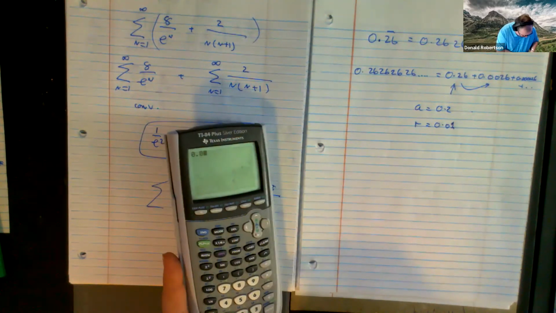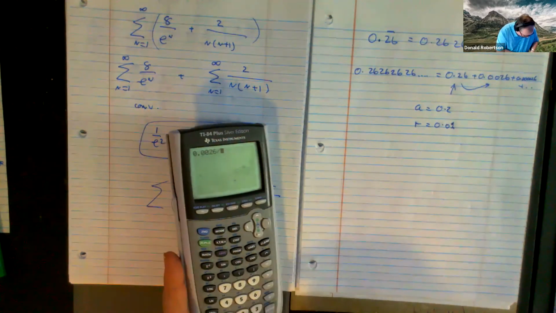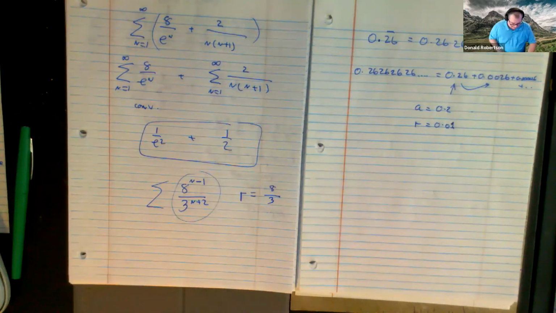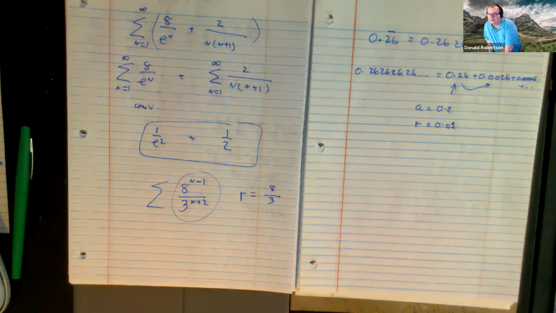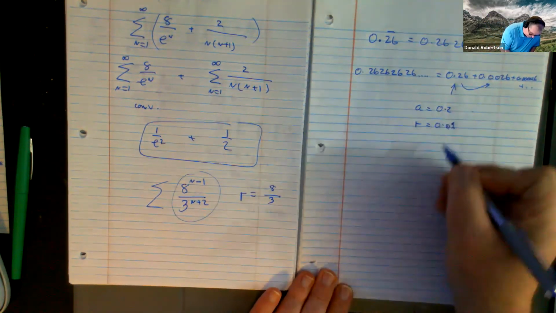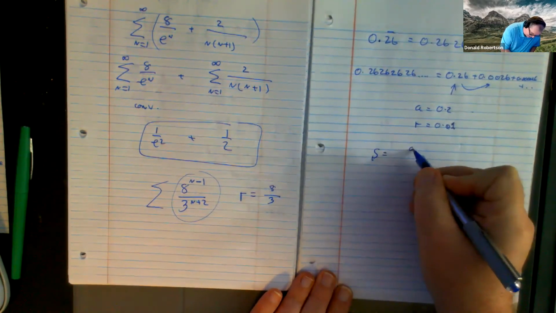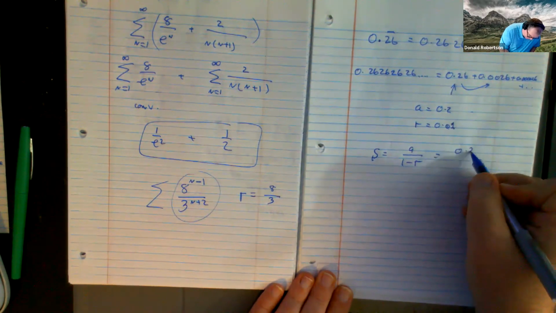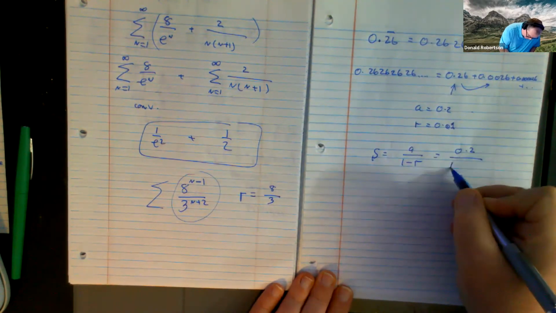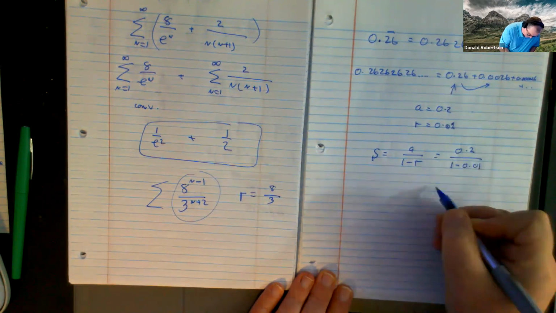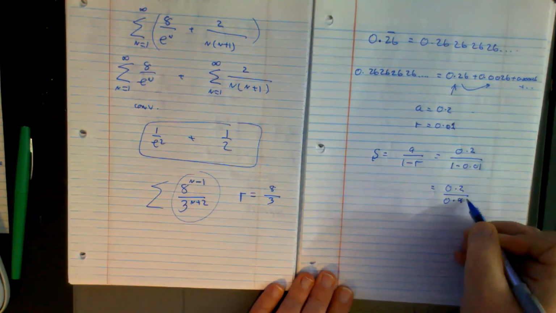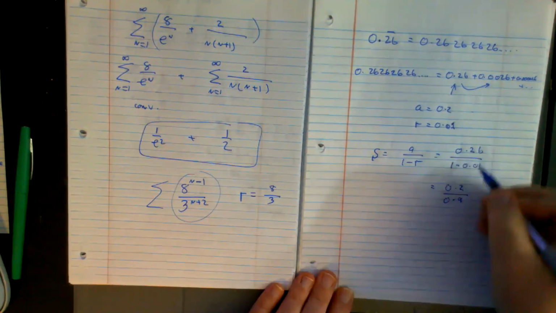So 0.0026 divided by 0.26 is 0.01. This is a geometric series, or at least it was created from a geometric series. And it converges, as I know, and it's A over 1 take away R. This is actually similar to the last question. It's 0.26 over 1 take away 0.01.